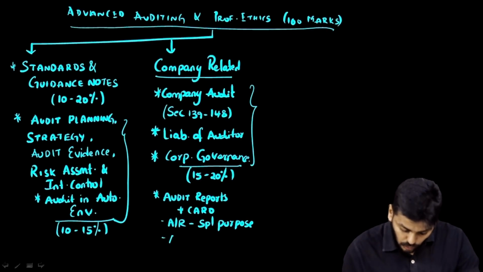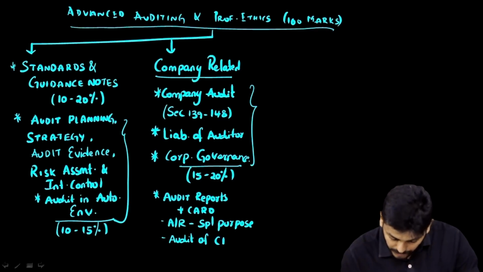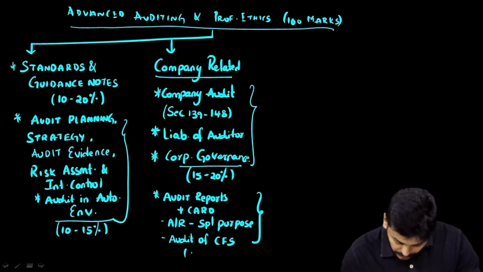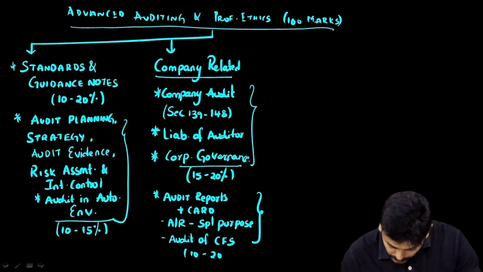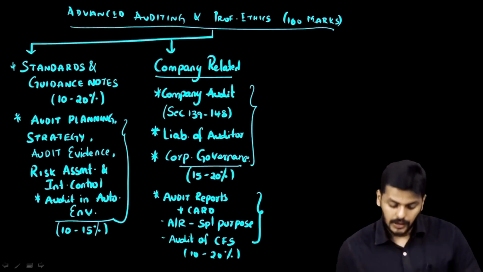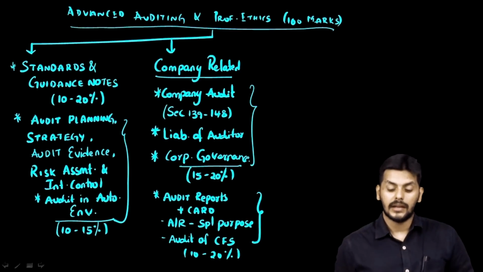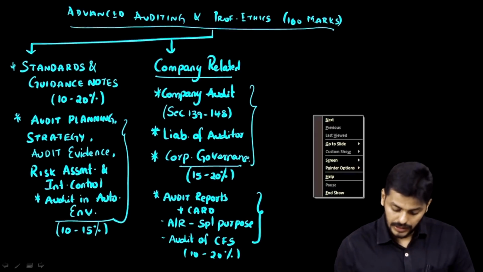And also audit of CFS, that is, consolidated financial statements of a company. Now this piece is roughly going to give you anywhere between 10 to 20% again. So if you look at what we have discussed till now, that itself is giving you a great deal of marks.